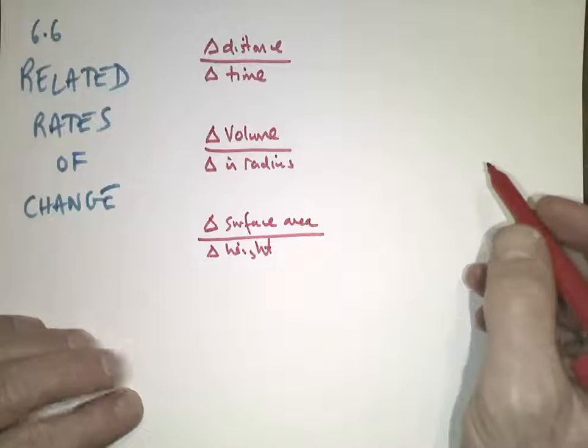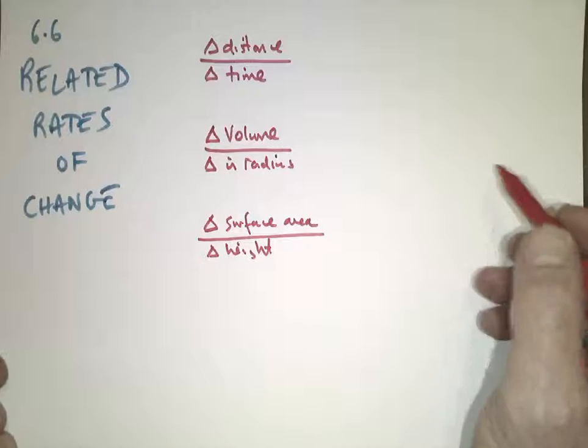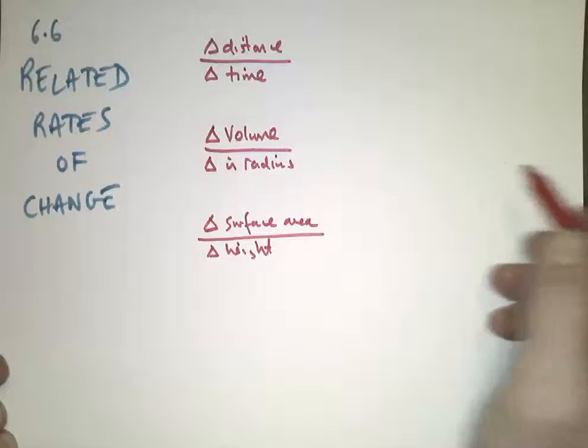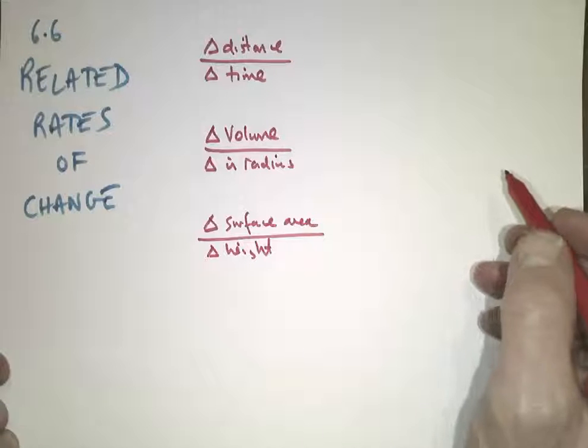This is for Year 12 Methods. It comes out of 6.6, related rates of change. It's the introduction and questions number 4 and 7 out of 6.6.